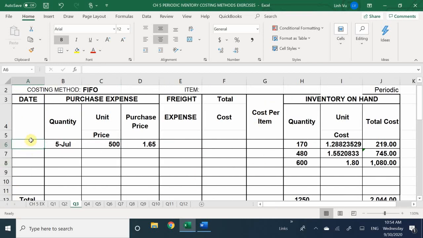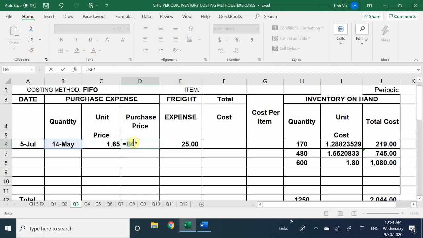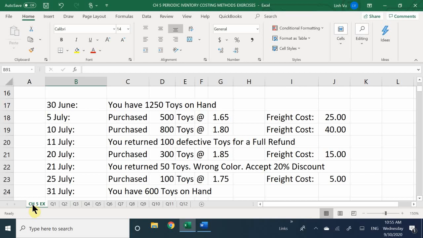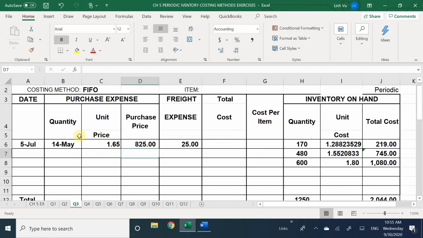Okay, so I ended up placing my information in the wrong cell. So this is the 5th of July. I bought a total of 500 items that's costing me $1.65 with my freight of $25. And my purchase price is going to be my quantity times my price, which should give me a total of $825. Now let me double confirm this, that it is 500 toys at $1.65 with a freight cost of $25. Okay, so here, 500. I need to change my quantity to 500.